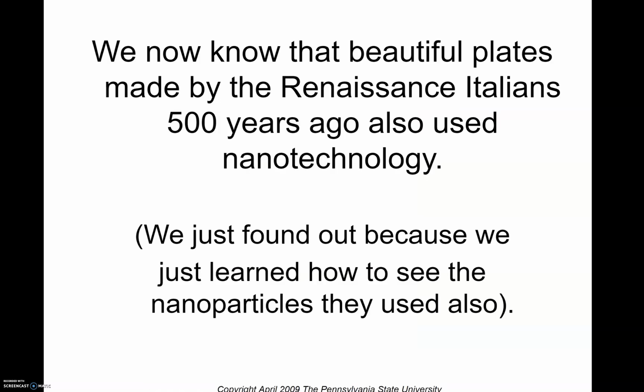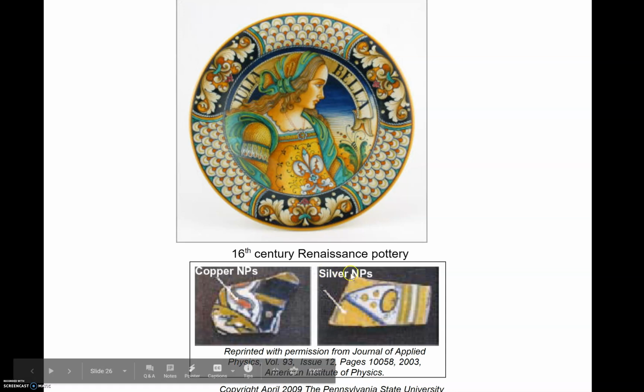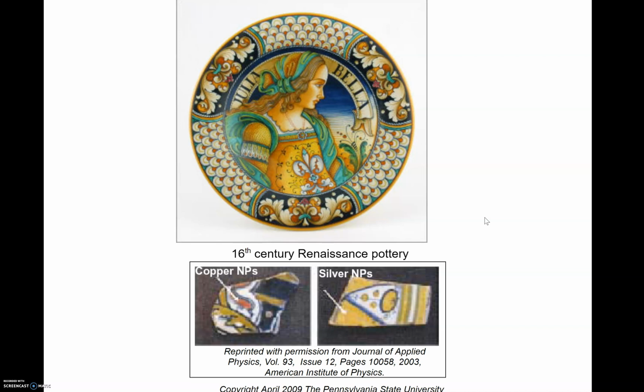We also know that the beautiful plates made by the Renaissance Italians 500 years ago also used nanotechnology. Again, because we can now see the nanoparticles. And these are some of the beautiful plates made in the 16th century Renaissance. Really amazing. Copper nanoparticles, silver. Look at these silver nanoparticles are golden. Why? You'll find out.